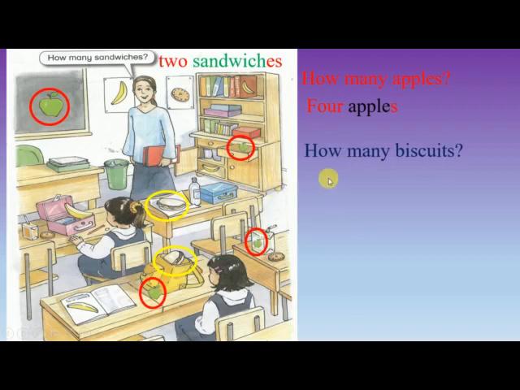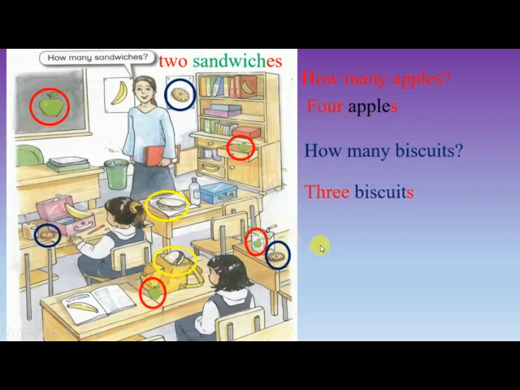Now let's move to the biscuits. How many biscuits? Can you find the biscuits? Yes, here. Very good. On the desk. 1. Here on the board, the second one, 2, and 3. So count with me. 1, 2, and 3. So we have 3 biscuits.